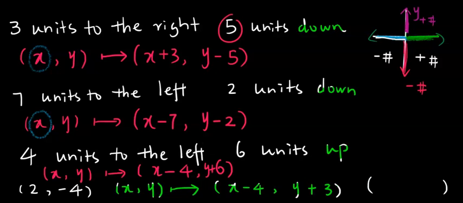Wonderful job. All right, let's finish the calculation. 2 minus 4 gives us negative 2. Okay? All right, so we have negative 2. And negative 4 plus 3 gives us negative 1. That is it. That's our last exercise.